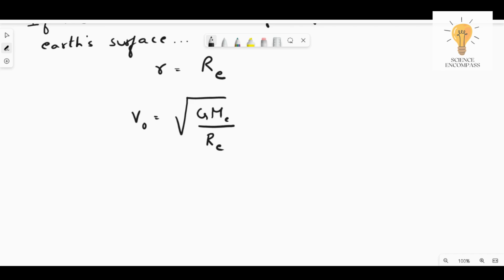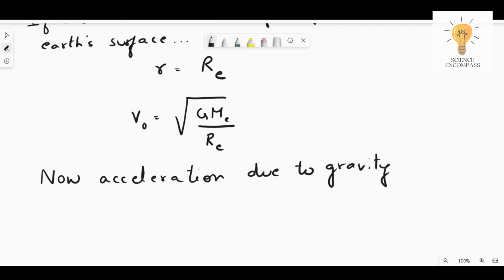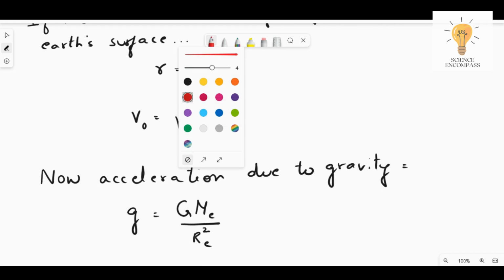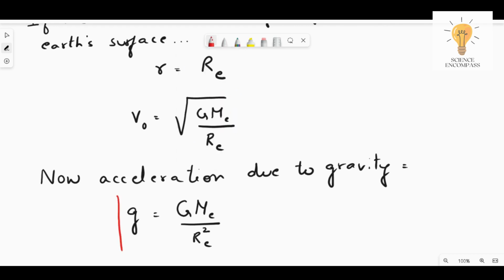GME over RE. Well, now we're going to talk about acceleration. Now we know that acceleration due to gravity, well, what is that? What's the formula? Acceleration due to gravity would be equal to the gravitational constant, mass of the Earth divided by the radius of the Earth squared. Okay, so you must be familiar with this, the acceleration due to gravity. So we can just put the box over there.